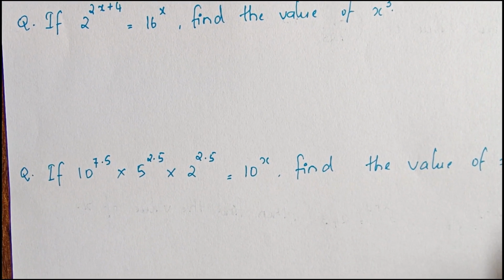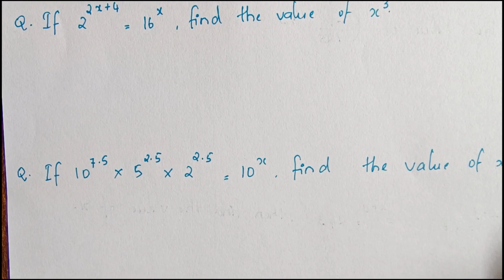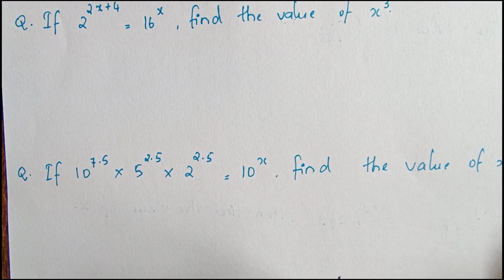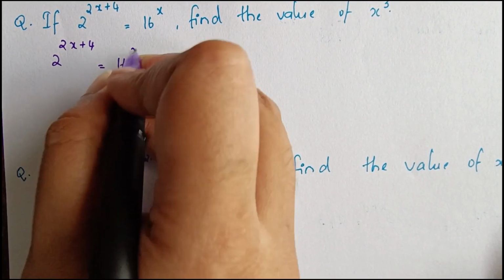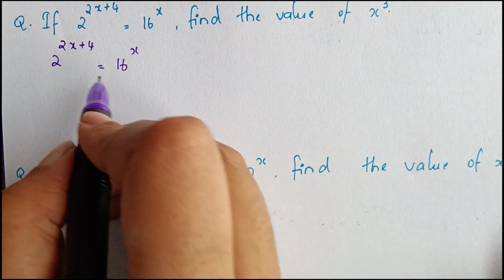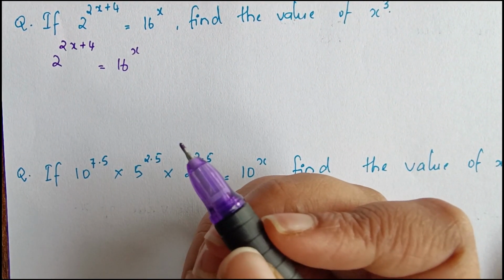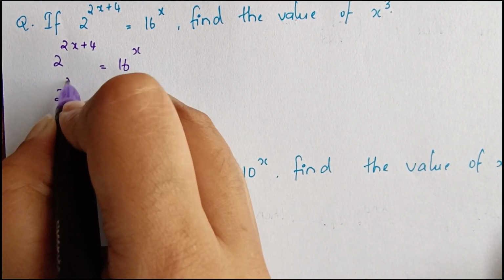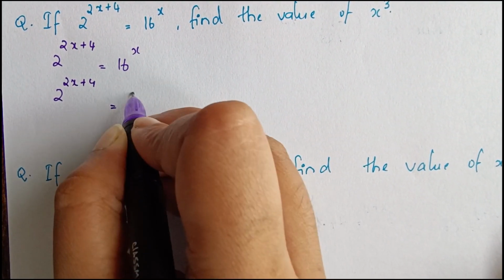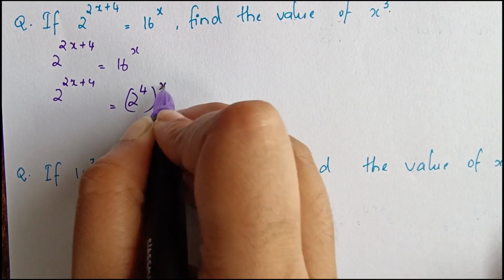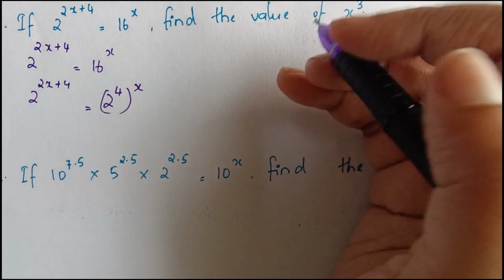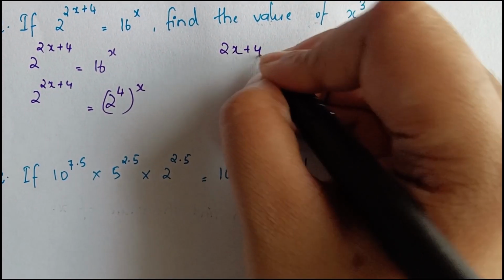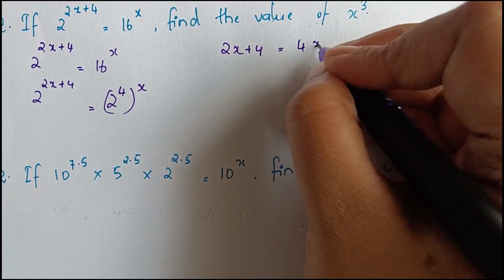Next question. If 2 raised to 2x plus 4 is equal to 16 raised to x, find the value of x cubed. Here 2 raised to 2x plus 4 is equal to 16 raised to x. If you need to equate the powers, you should make the numbers equal. So what is 16? 16 is actually 2 raised to 4. So 2 raised to 2x plus 4 is equal to 2 raised to 4, the whole raised to x. Now you can equate the powers because the numbers are equal. So 2x plus 4 is equal to 4 into x, which is 4x.